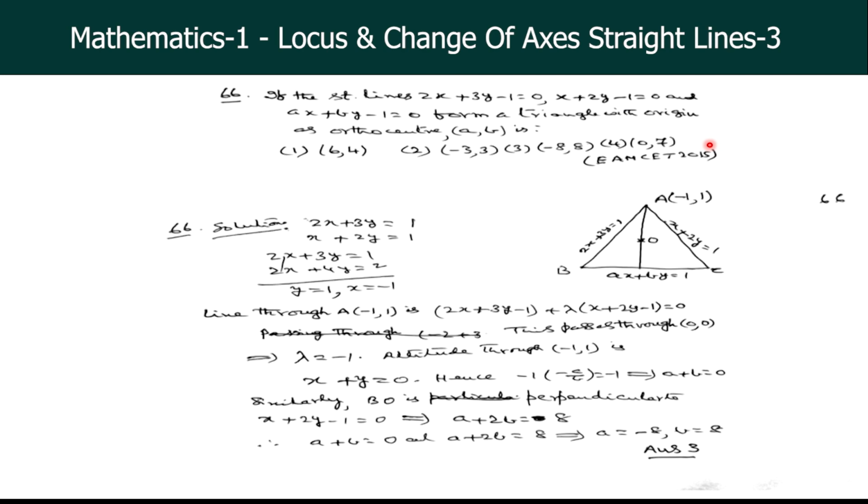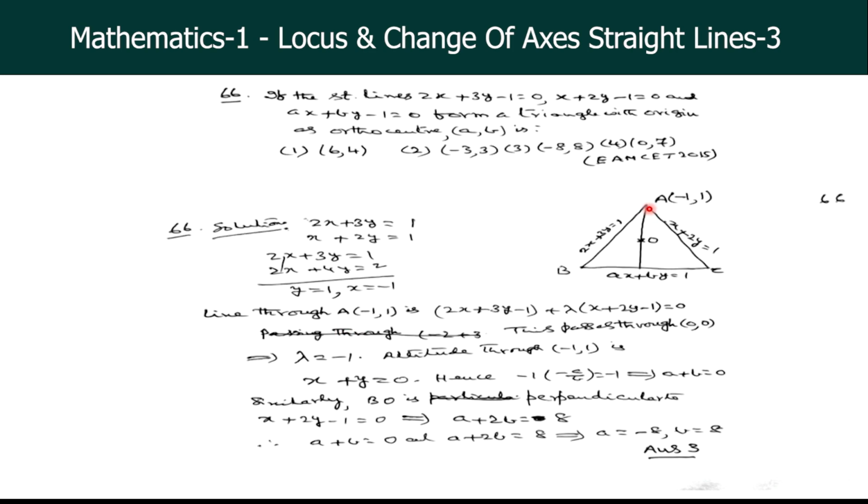Right. Now if you solve the equations x + 3y - 1 = 0 and x + 2y + 1 = 0, then you will get x = -1 and y = 1. Now the line through, so you take A = (-1, 1).